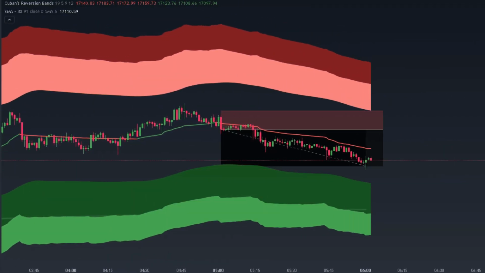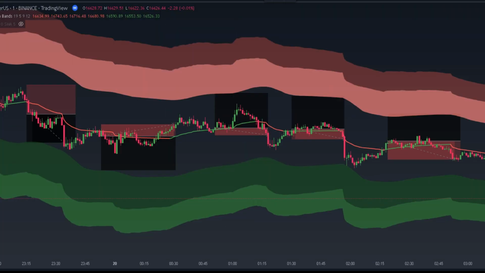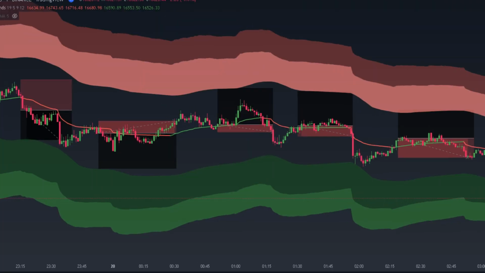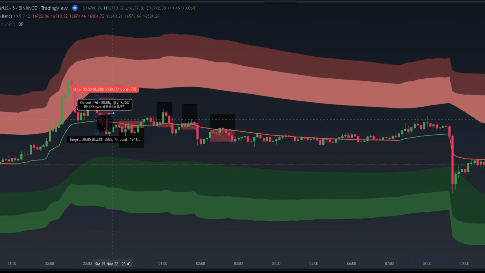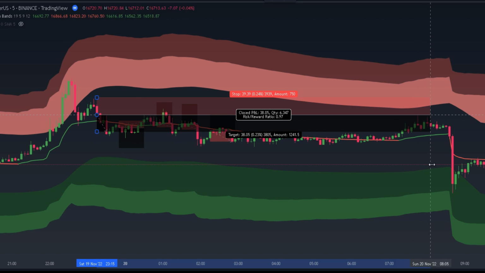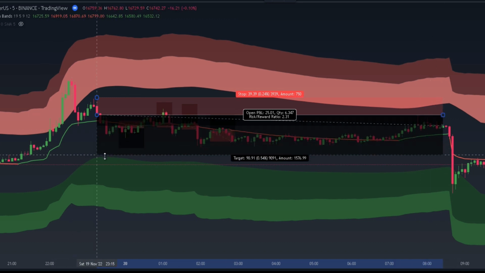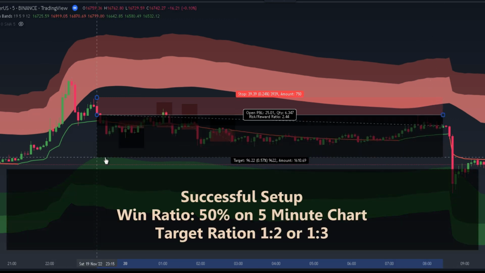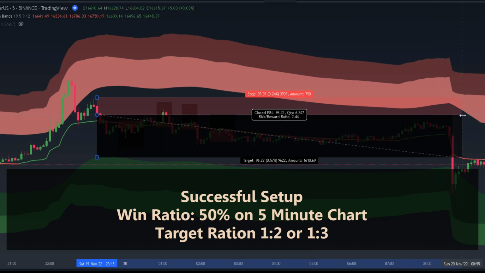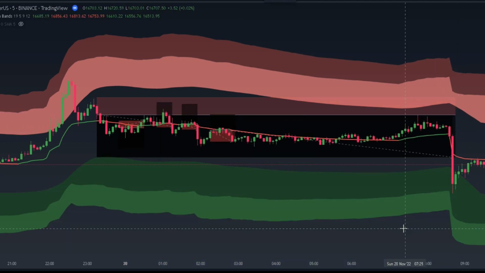Now, the question is, can we use the Cuban band on the 1-minute time frame? Well, I took some trades on the 1-minute chart and here is the result. But watch the magic when you switch it to the 5-minute chart. All these losers would have been profitable on the 5-minute chart. You can learn how to easily turn 1-minute entries into profitable trades by watching this video.